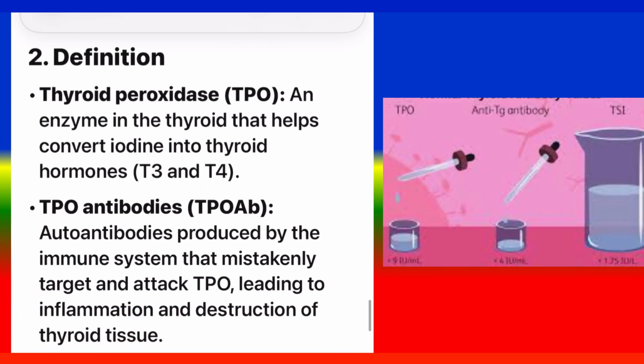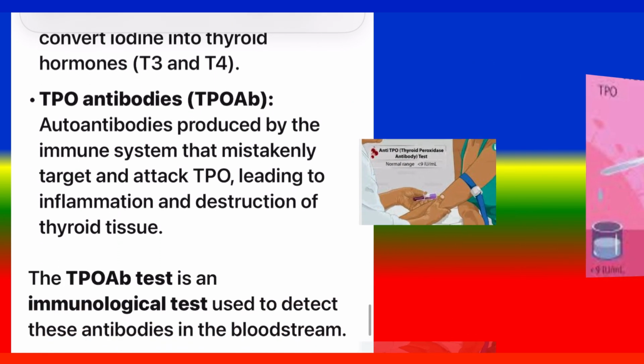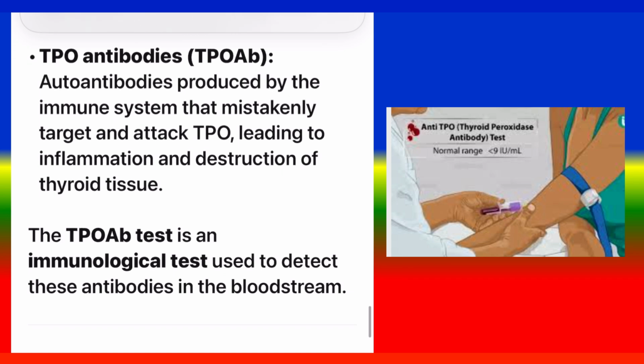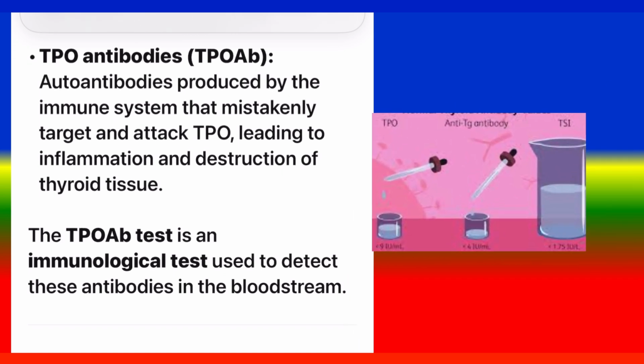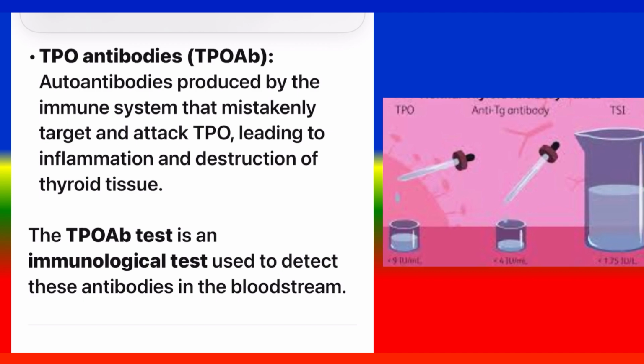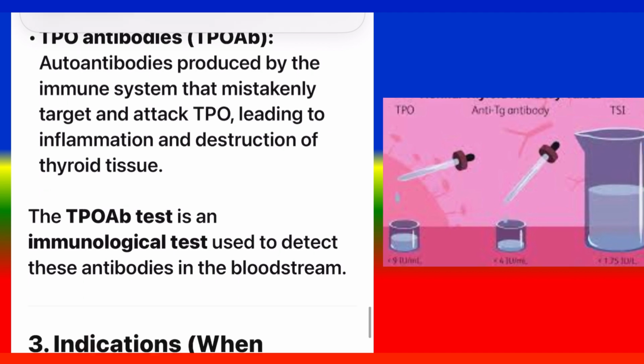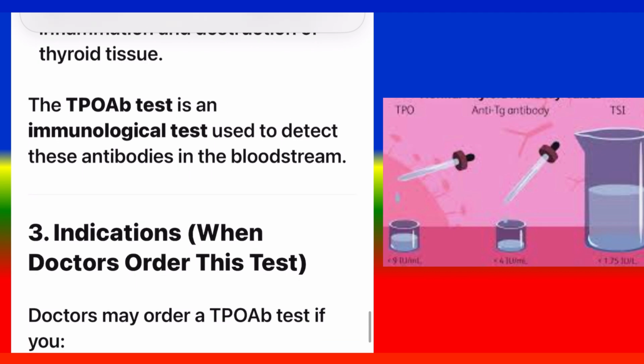Number 2. Definition. Thyroid peroxidase, TPO, an enzyme in the thyroid that helps convert iodine into thyroid hormones, T3 and T4. TPO antibodies, TPOAb, autoantibodies produced by the immune system that mistakenly target and attack TPO, leading to inflammation and destruction of thyroid tissue. The TPOAb test is an immunological test used to detect these antibodies in the bloodstream.